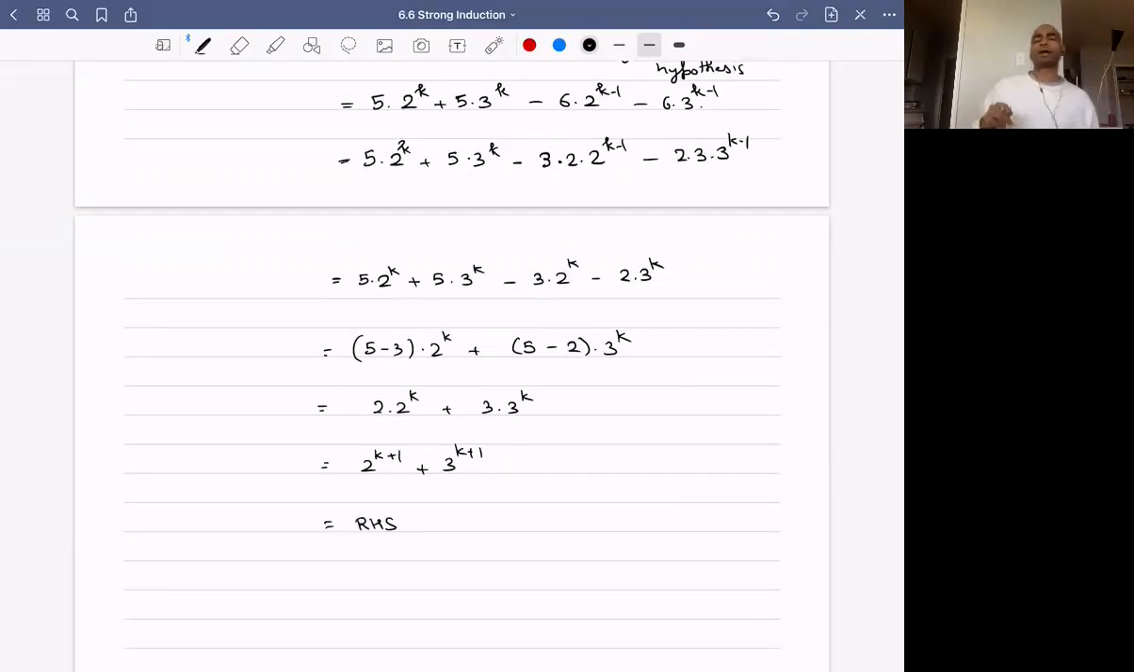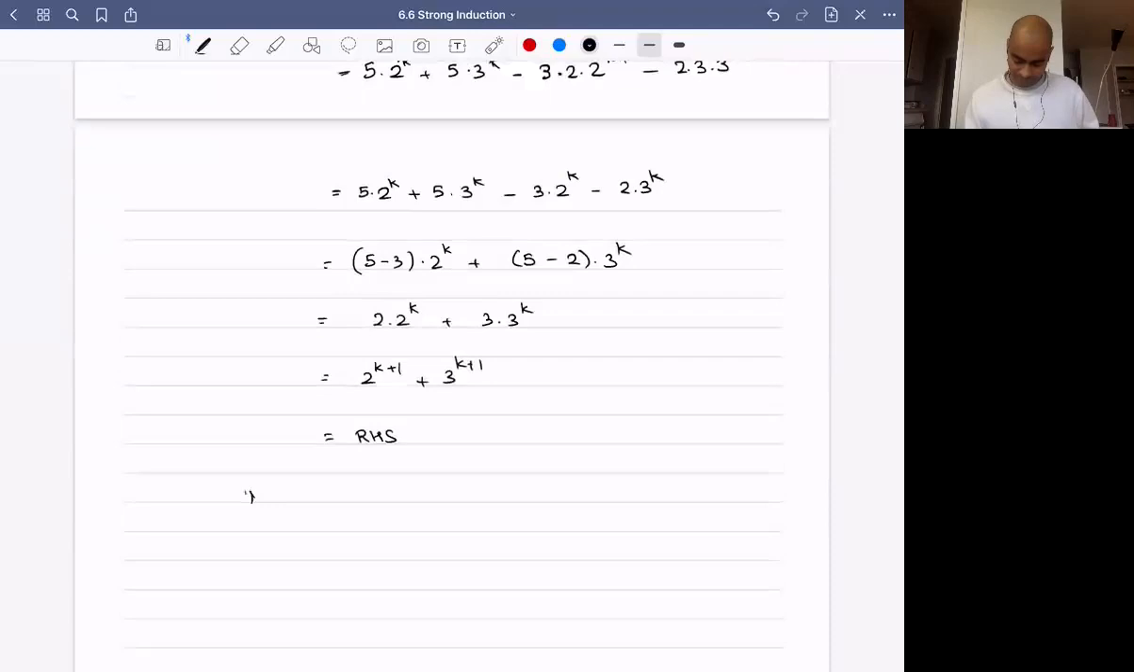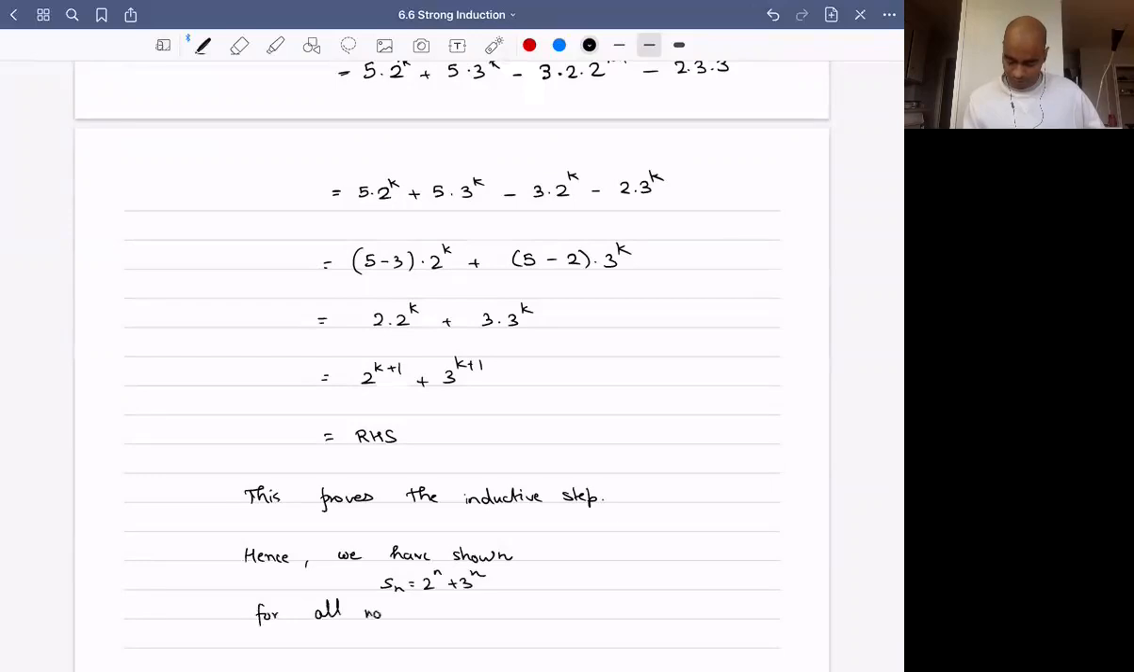Whew. Okay, so I've shown that the left-hand side is equal to the right-hand side. This is what we needed to prove. And so this proves the inductive step. And then I have to conclude this, and hence we have shown that Sn is 2 to the n plus 3 to the n for all natural numbers n by the principle of mathematical induction.